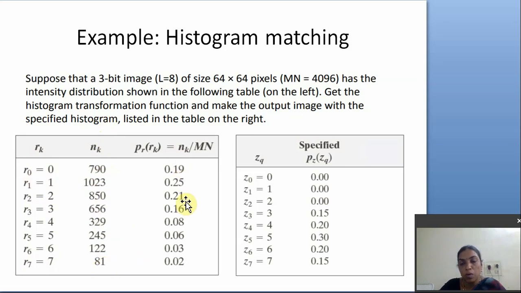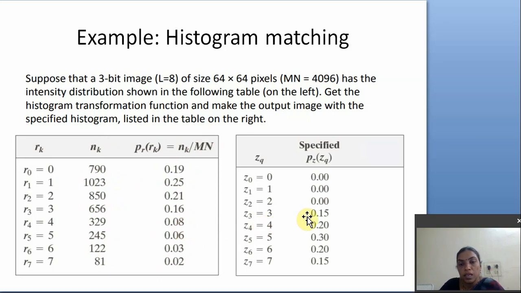Now coming to the probability of the particular gray levels. Here just divide this column by n, small n or MN, and then you can get this value. Add all these values, you can get 4096. Add all these probability values, you can get one.